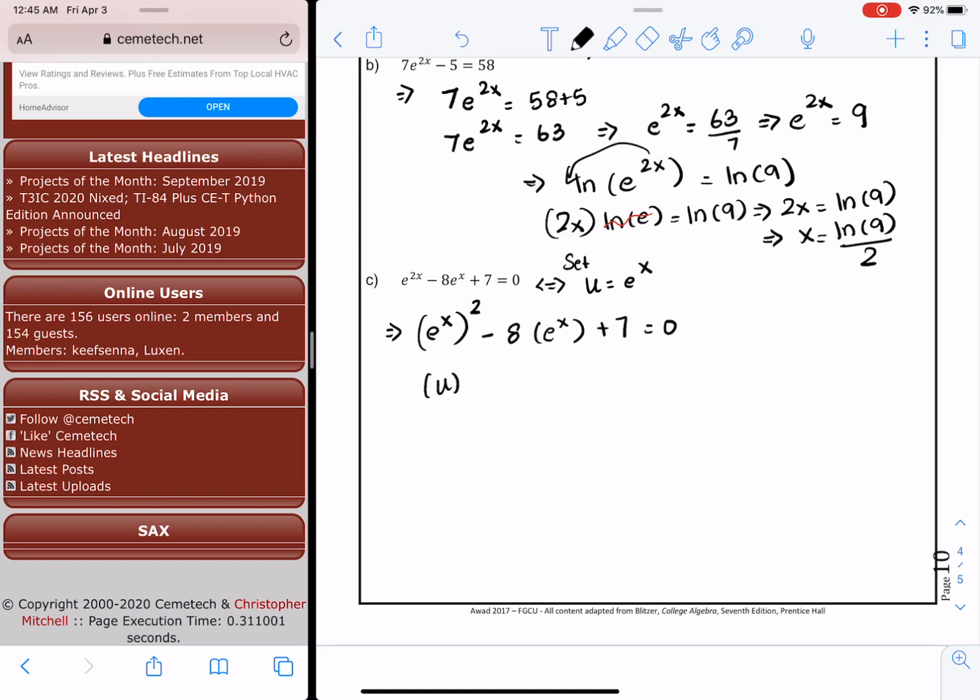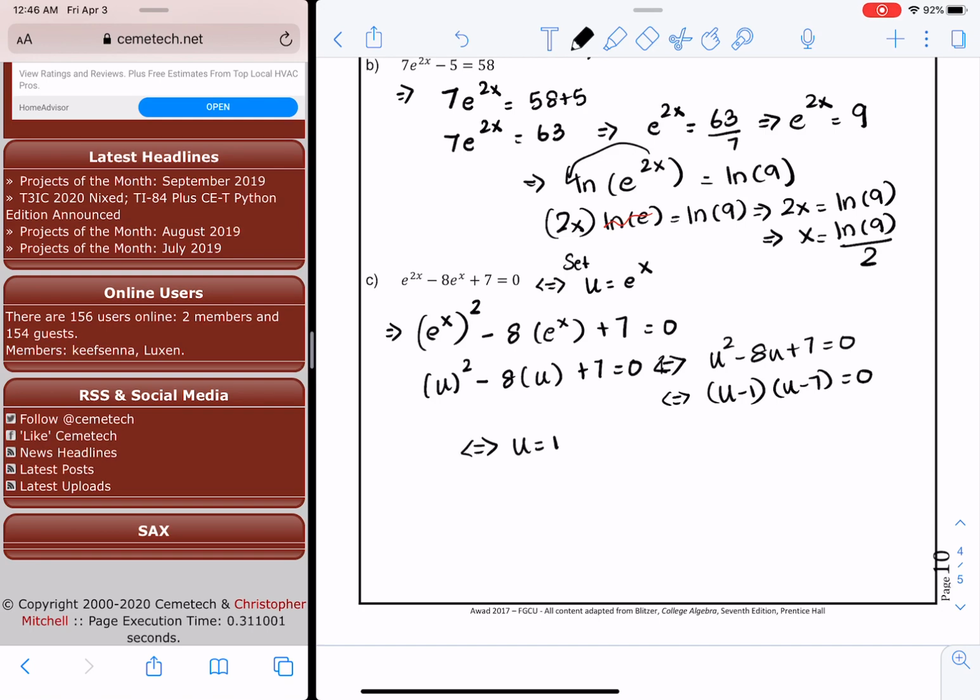So I can rewrite this equation as u squared minus 8u plus 7 equals 0. Which, if you observe, is a quadratic equation. And we can solve a quadratic equation either by using factoring or the quadratic formula. This particular equation is straightforward because we can factor it as u minus 1 times u minus 7 equals 0. Therefore, the solutions are u equals 1 and u equals 7.